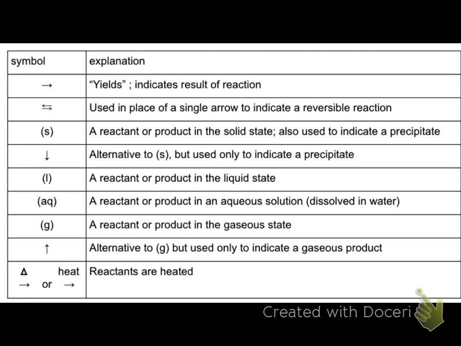If you see the lowercase letter s in parentheses after the formula for a substance, what that means is that that reactant or that product is in the solid state. If it's on a product and it wasn't on any of the reactants, it may be used to indicate that that new solid is a precipitate.